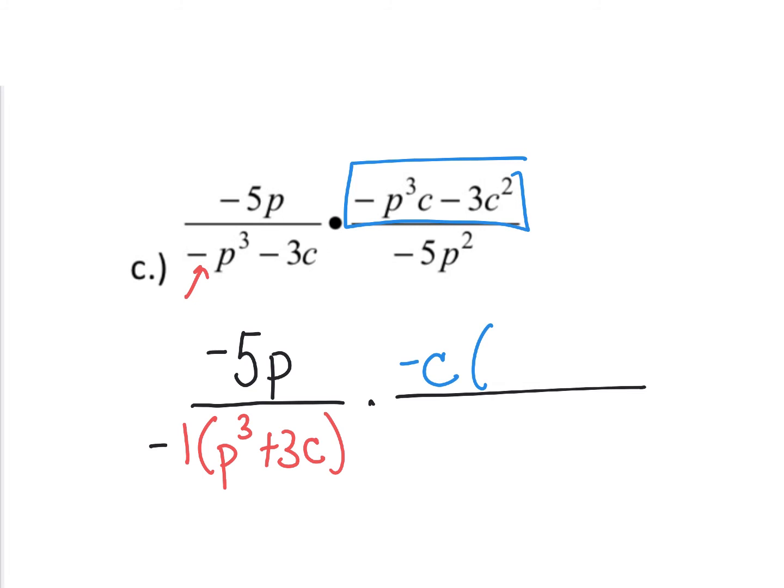Okay. So I would go ahead and pull the p to the third out. Or I'm sorry, I said that wrong. Put the p to the third back in, because negative c times p to the third gives you negative p to the third c. And then I already have the negative out in front, so this is going to be a positive 3c. Good job. And then on the bottom there, again, you can't factor the negative 5p squared, so that can just come down.